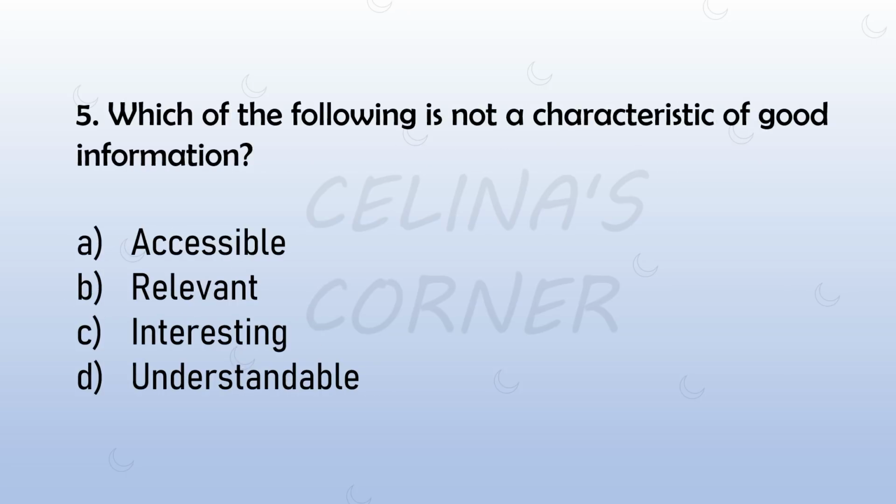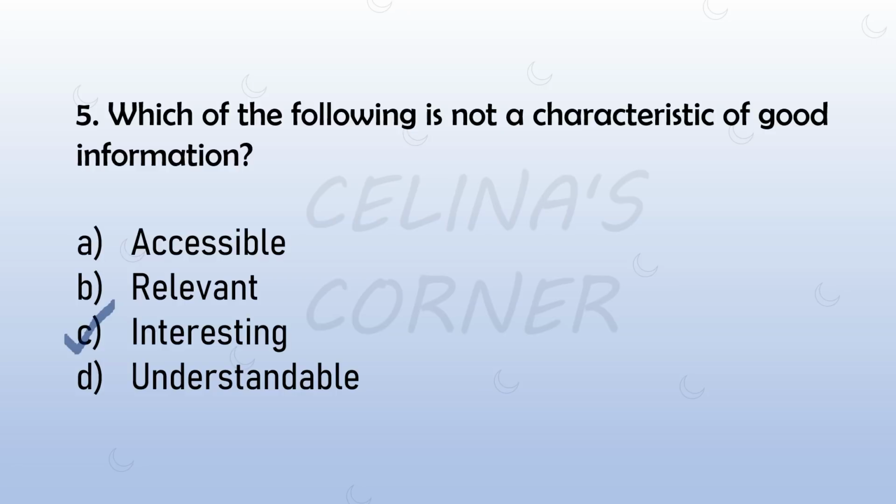MCQ number 5. Which of the following is not a characteristic of good information? Option A, accessible. Option B, relevant. Option C, interesting. Option D, understandable. Options A, B and D are characteristics. Information needs to be accessible by everybody. It has to be relevant to the topic and it has to be understandable by the user. Whether it is interesting to the user or not is not of concern, because as long as it is useful, it's important.